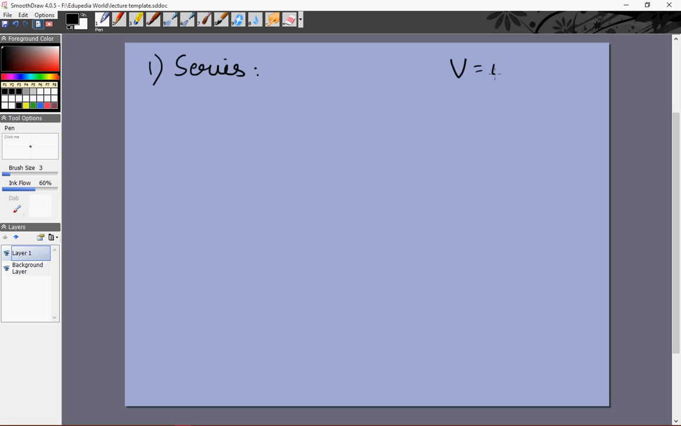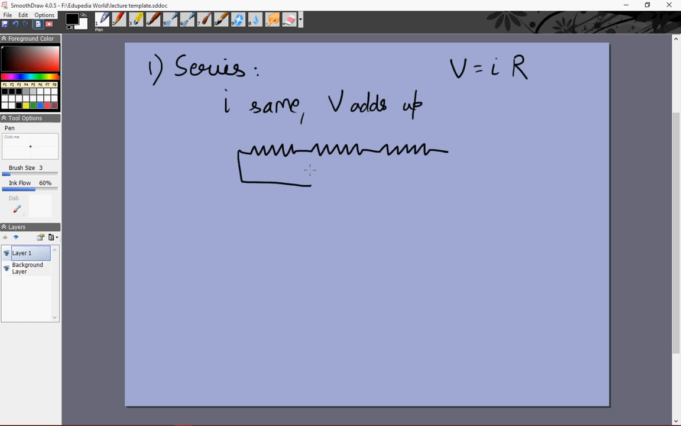Now V is equal to IR. What happens in series? In series, I is the same and V adds up. So for example, let's say this has a potential 0, this has a potential 0, this has a potential V. That means the EMF of the battery is V. This has a potential V. Let's call this V1 and V2.